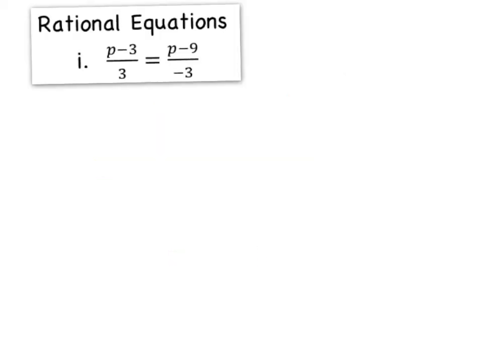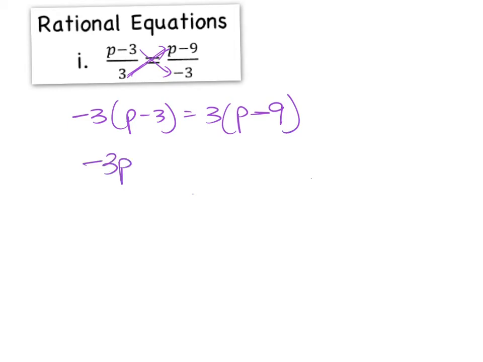Rational equations. When we have two fractions equal to each other, we cross multiply. So we'll get minus 3 multiplied by p minus 3, and 3 multiplied by p minus 9. So we'll get minus 3p plus 9, because we have to remember minus times a minus gives us a plus, is equal to 3p minus 27.